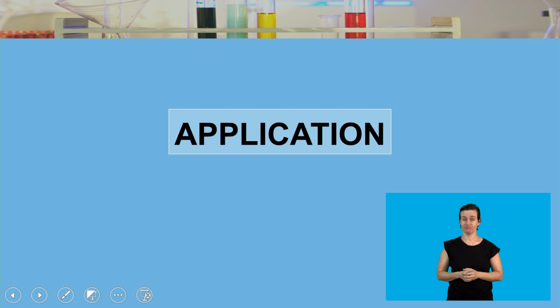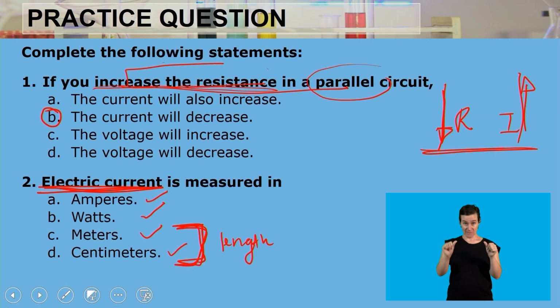Now, power is measured in watts. So watts is a unit of measure for power, and therefore that means our electric current is measured in amperes, which is option A.